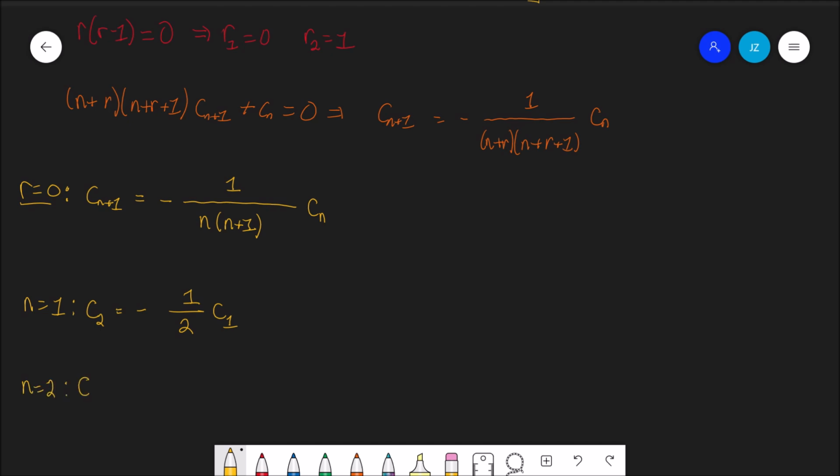When n equals 2, we get c sub 3 is equal to negative 1 over 2 times 3 times c sub 2. But c sub 2 is negative 1/2 c1, so we'll get 1 over 2 times 3 times 2, c sub 1, and let's write that as 2 squared times 3.